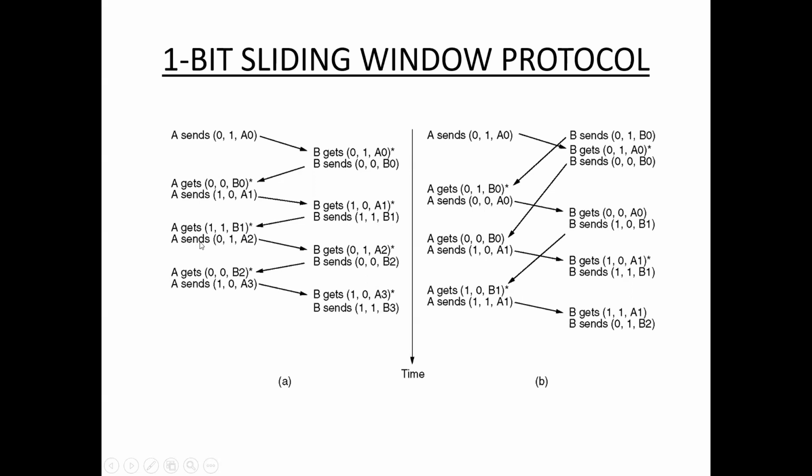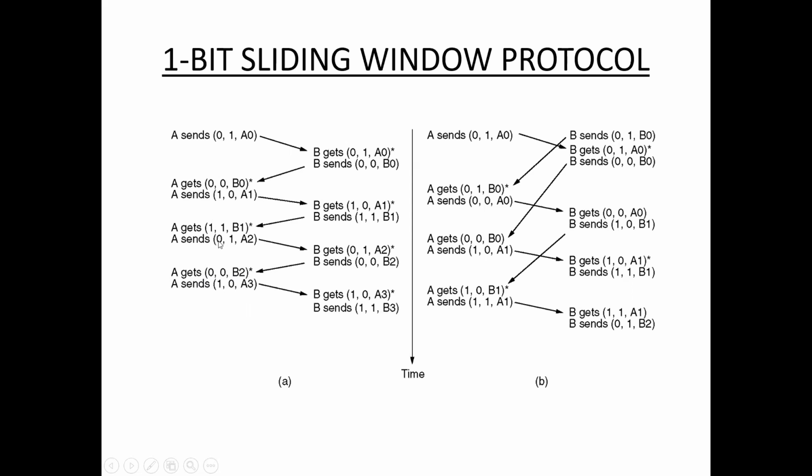And next A sends, see 0 completed and 1 completed, once again 0. So 0, 1, A2, and B gets 0, 1, A2. And next B sends 0, B sends 1, and 0, 1 completed. Once again B sends 0, and this 0 is the acknowledgement for 0, 1, A2. So B sends 0, 0, B2, and A gets 0, 0, B2.